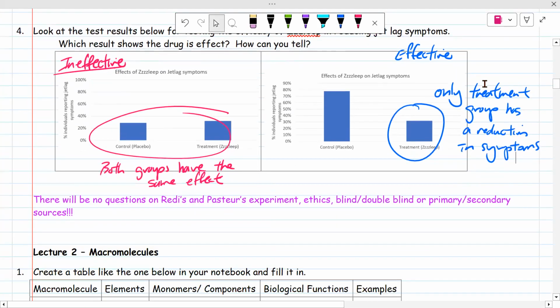And that is it for lecture 1. Okay. That's all the things you have to study. The purple stuff will not be on. And so no experiment with the flies and the swan neck and all those things. Any questions about lecture 1?